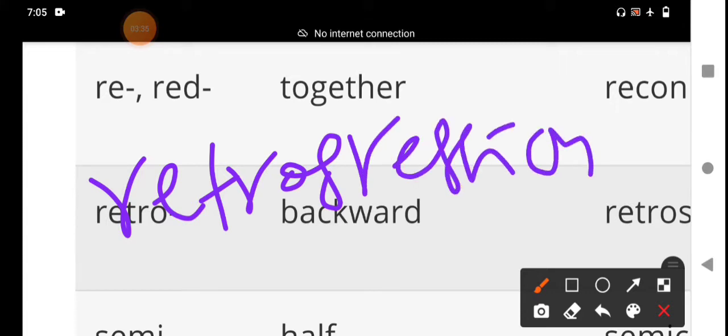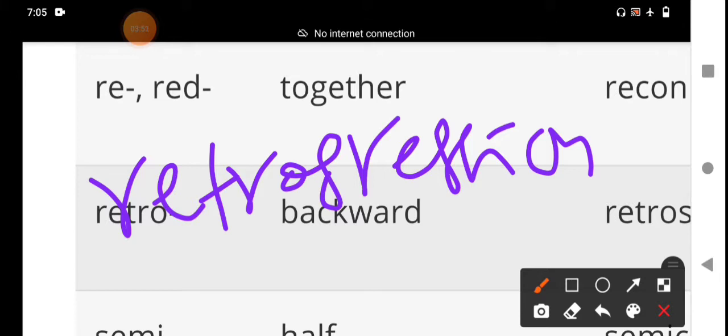What is the meaning of the retrogression? Retrogression means degeneration or reversal. Not forward, backward, in development or condition. That is the meaning of the retrogression.